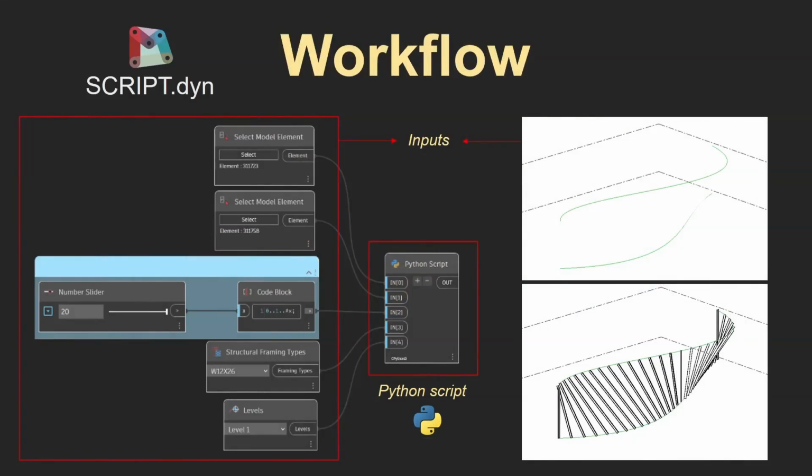Here I'm gonna have a short Dynamo script using a Python script inside it, and as inputs we are gonna select model elements which are going to be two lines, and in the right bottom you see the final results that I placed a structural framing using two lines.